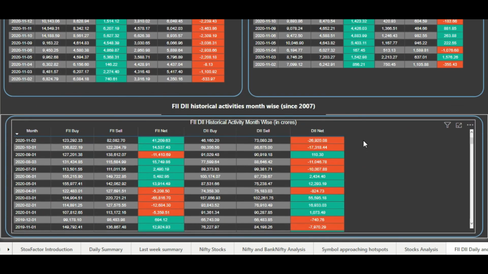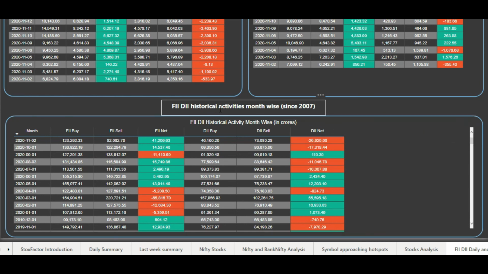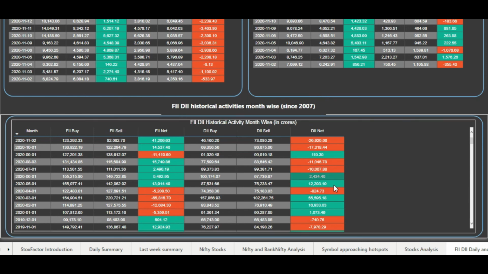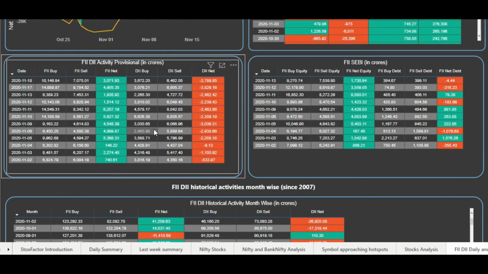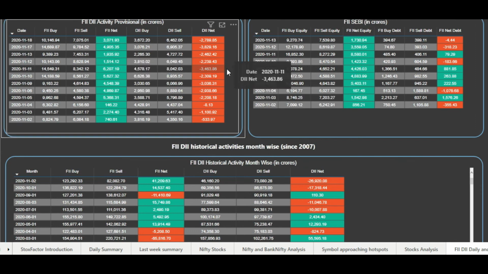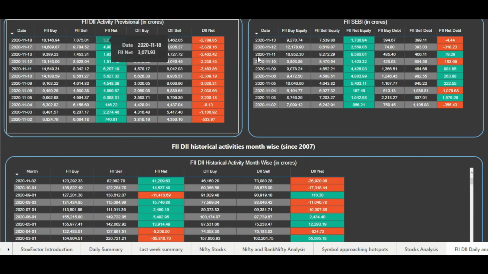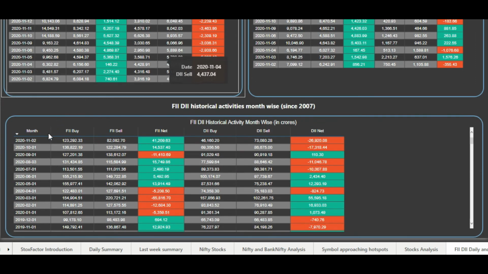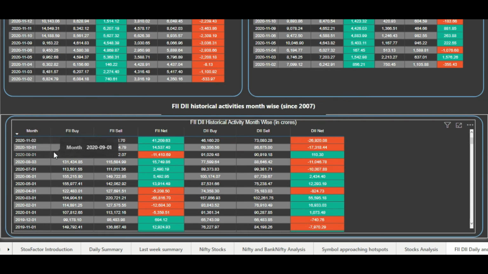So now coming to the last table of this particular page, you can see that this is the FIIs DIIs historical activity month wise. So this was on the daily basis for the current month. So these are the snapshots of the current month. As soon as the month is over, we add the row for the previous month in this particular table. Now this is showing you the month wise aggregation in total.